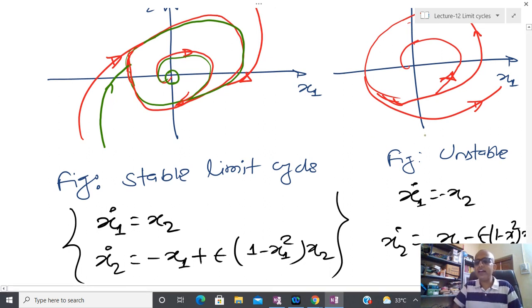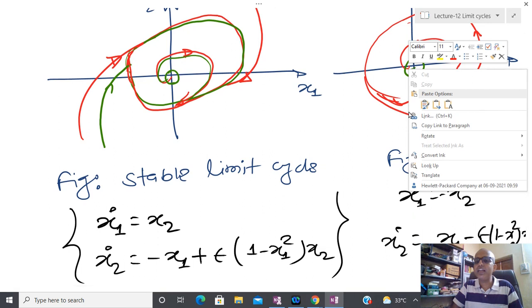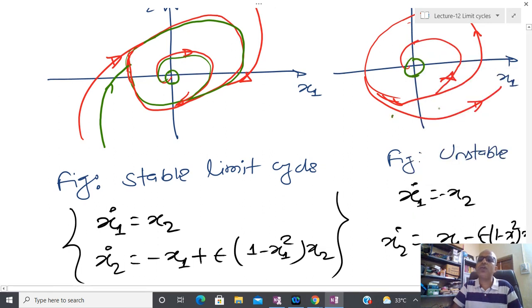And here this is an unstable limit cycle. Why unstable? If you just change the sign here, in place of x2 you substitute minus x2 and x1 and minus 1, then it is possible to show that if you start here, all trajectories converge towards the equilibrium point, and if you start here, then you will diverge. So this is called an unstable limit cycle.